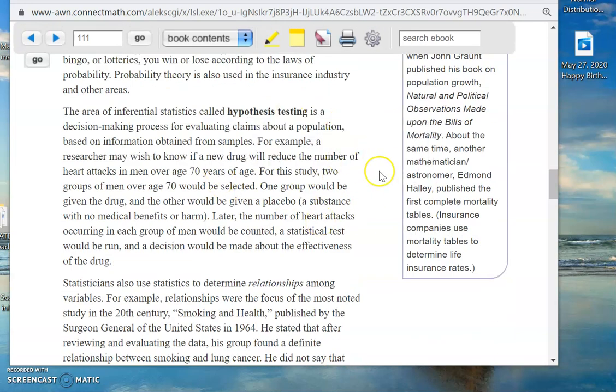Here's the example he's using. This is one that hopefully you nurses will really like. We're talking about a drug. We want to know whether the new drug will reduce the number of heart attacks in men age 70 or older. So you pick two groups of men over 70, and one group gets the drug, the other group gets what's called a placebo. That's like sugar pills, something that doesn't harm you and doesn't help you. Then you make the comparison. Is there a statistically significant difference between the two groups? That's how you decide whether or not the drug is effective.